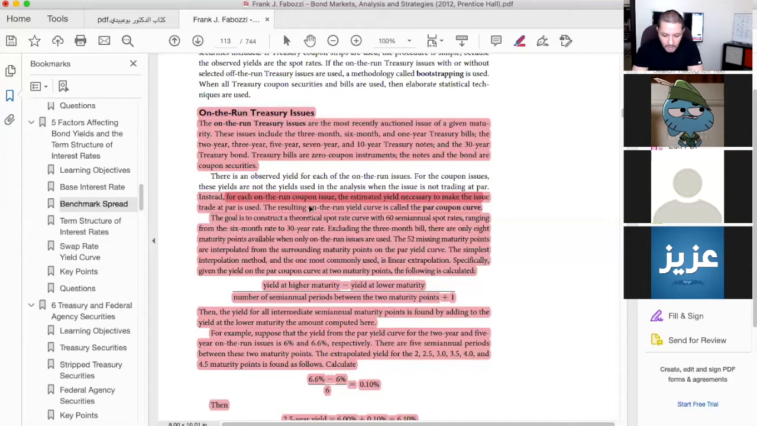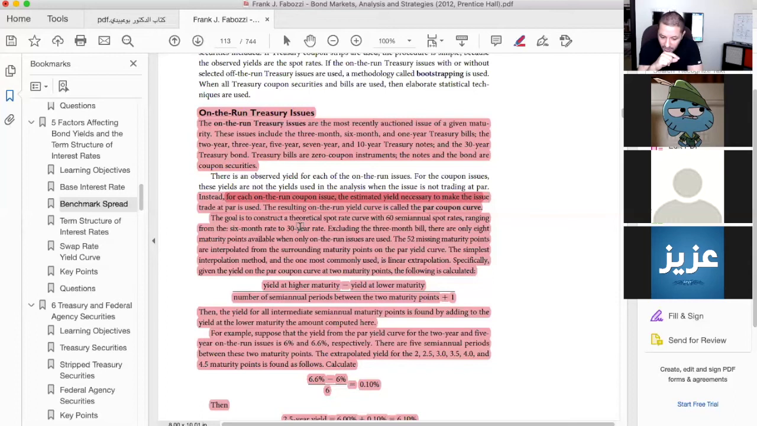So the goal is to construct a theoretical spot rate curve with 60 semi-annual spot rates. 60, because the longest maturity is equal to 30 years. So 30 times 2, which is 2 semesters per year, gives 60 semi-annual spot rates, ranging from the 6 month rate to a 30-year rate. Excluding the 3 month bill, there are only 8 maturity points available when only on-the-run issues are used.